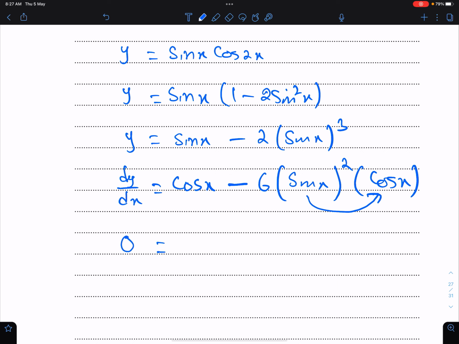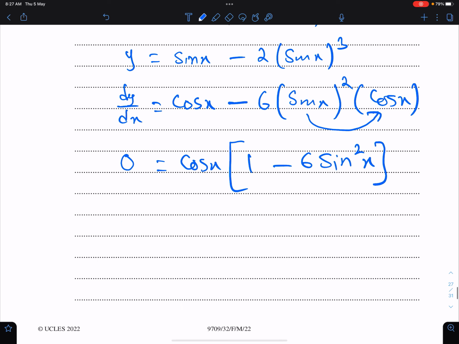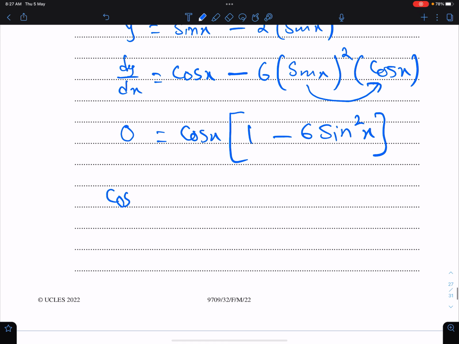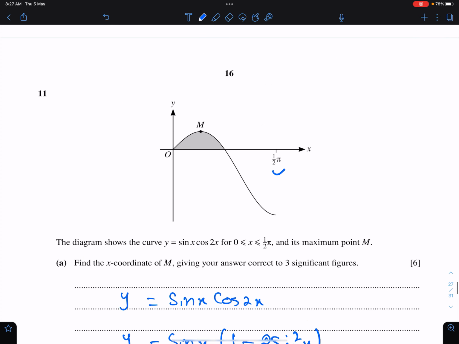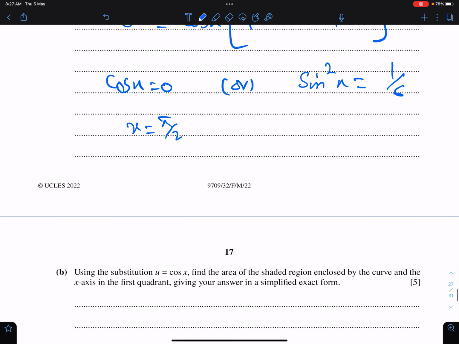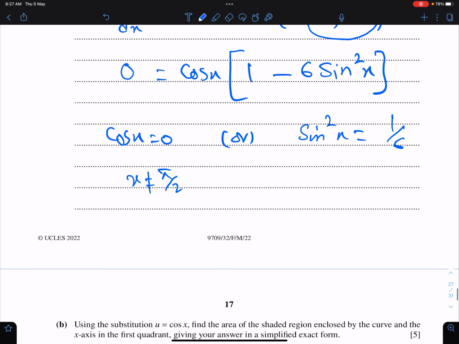Now equate this to 0. Take cos x common. So 1 minus 6 sine square x. So either cos x is equal to 0 or this entire thing is equal to 0. Cos is 0 at pi by 2, which is not possible in this case because pi by 2 is here and we need this. So according to the sketch, this is not possible.